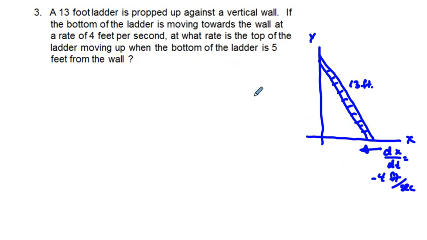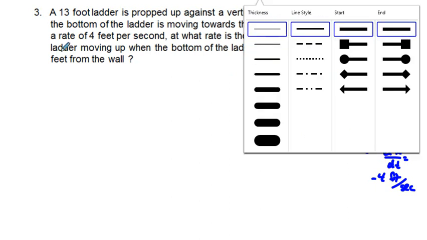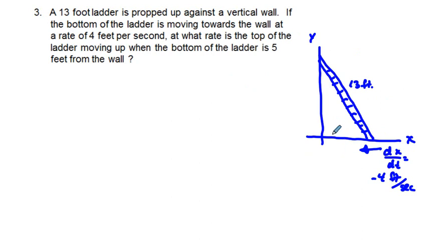And then it says when the ladder is 5 feet from the wall. Let me get a little skinnier pen here. So we have the ladder 5 feet from the wall. So if this is 5 feet right here at the base, and then it asks the question, at what rate is the top of the ladder moving up? It's giving you a hint when you say moving up. So we're going to call this dy dt is equal to question mark.